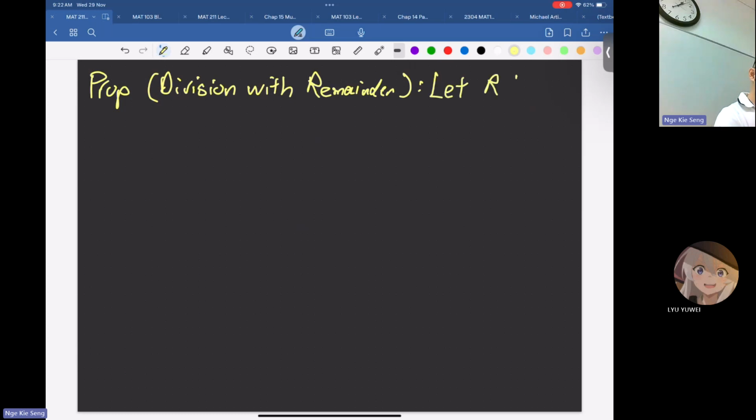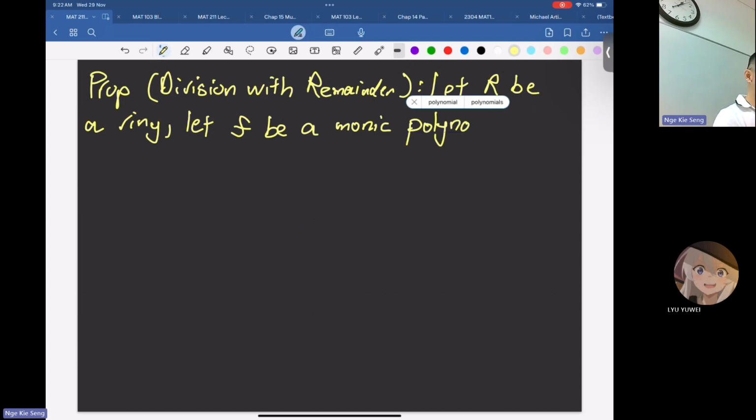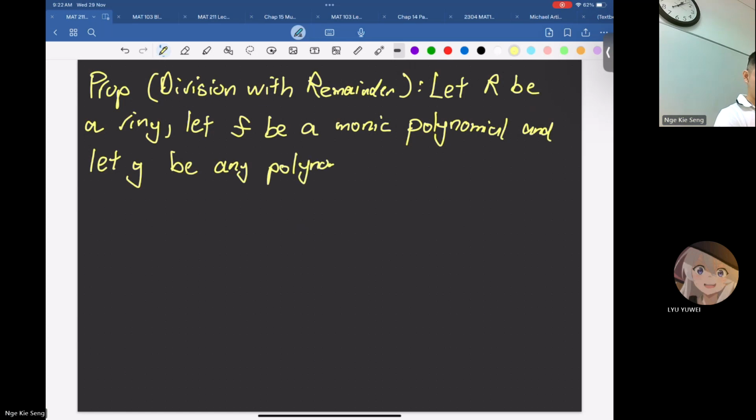So let R be a ring, and then we can take a monic polynomial F. Later, I will tell you why we start with a monic polynomial. And then let G be any polynomial. These polynomials we study inside a ring. So why do we choose monic? It is very dependent on this ring here.